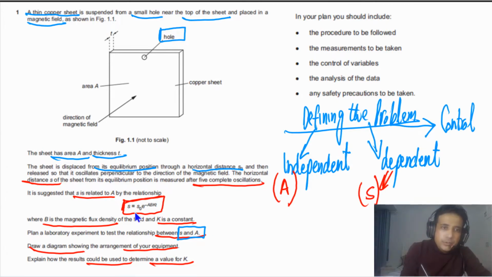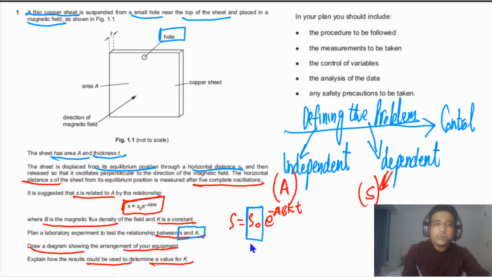If you look at this equation, let me rewrite it. S is equal to S0 e to the power of minus AB K times T. In this case, the initial horizontal displacement has to be constant. So this is one control variable. We can write this as one control variable. The area we are changing, so this is our independent variable.